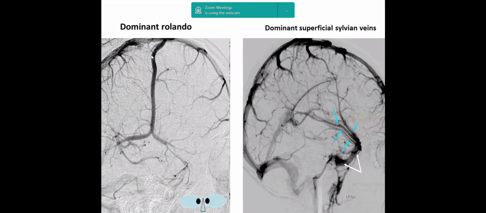Dominant Rolando is another anatomical variant. The vein of Rolando is mainly situated in the Rolandic fissure. So in this picture, we can clearly see the dominance of the vein, and the vein of Trolard being a little hypoplastic. And in the right picture, we can see the dominant Sylvian veins, which mainly drain into the petrosal and the cavernous sinuses.